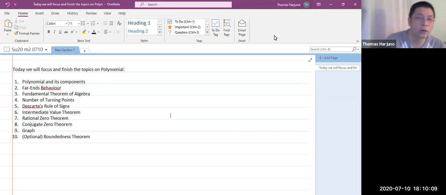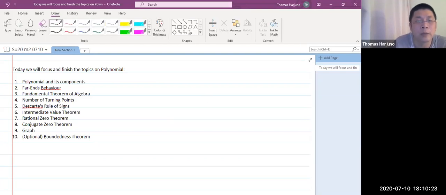Okay, let's start our lesson today. Yesterday we did a bit about polynomials, but the focus was more on synthetic division and how to use it. Now, if I summarize the polynomial parts that we did yesterday, we have the following.